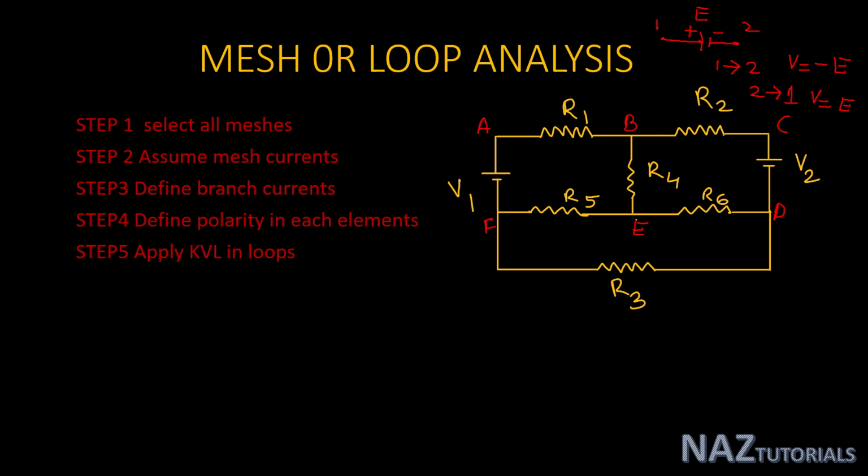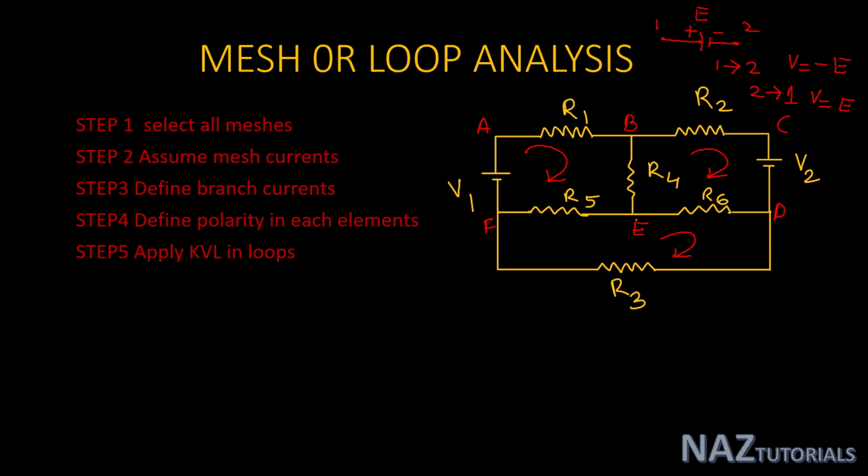Okay. Now come to the mesh or loop analysis. For mesh or loop analysis, we apply KVL in the loops, for which we have to do some steps. The first step is to select all meshes. If you see, there are 3 meshes. First mesh current, second mesh current, and this is the third mesh current. Our first step is to select all meshes.